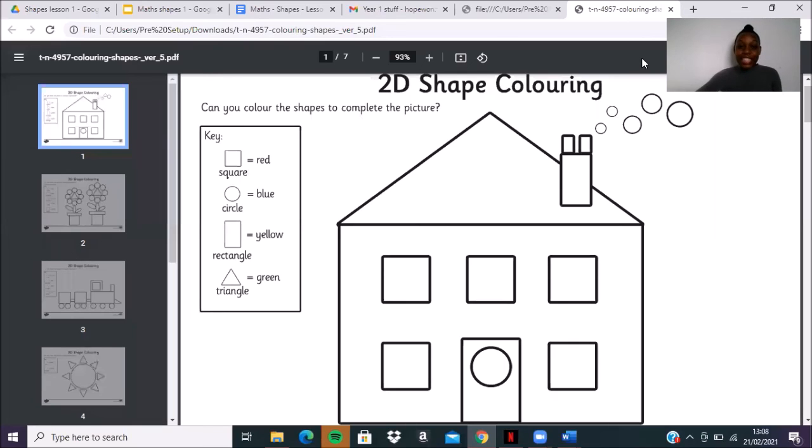Once you've completed those worksheets, you should have these colouring sheets in your learning pack also, and have a go at working through these colouring sheets.